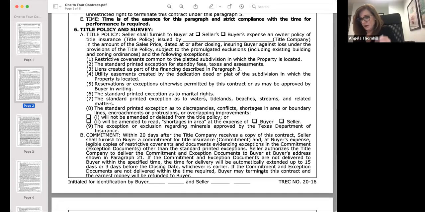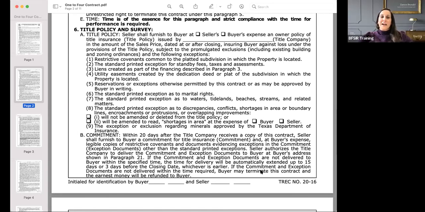Okay, so moving down to the title policy, and we're going to have a class with the title company, right? We're going to go through this a little bit more. Aren't we, Zareen, coming up? Yes. We have a mock closing. Maybe even next week or something. It's next Friday, the mock closing.